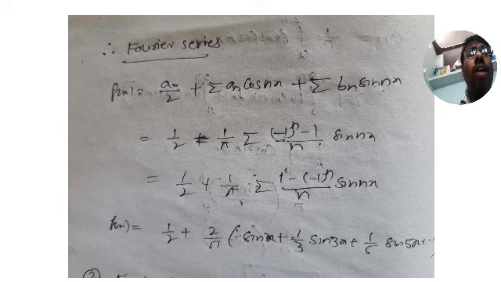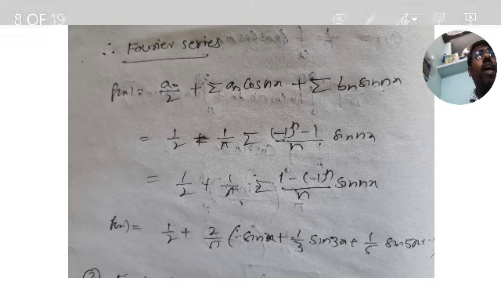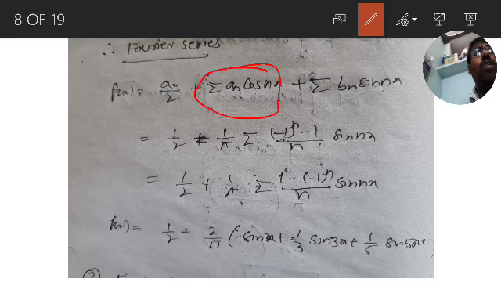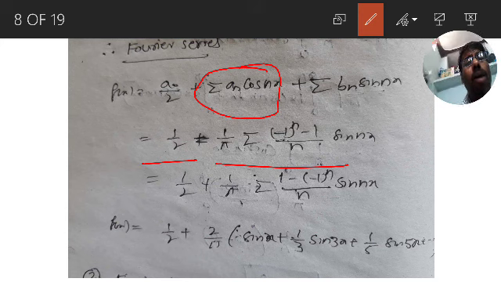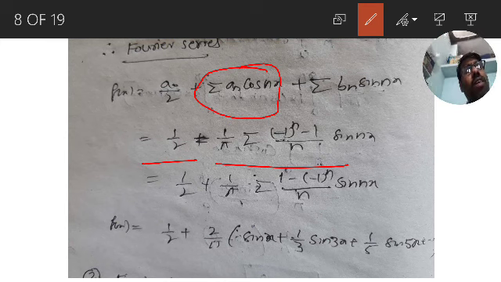A naught value is 1 and an value is 0, so this term becomes 0. So 1 by 2 minus sigma minus 1 whole power of n minus 1 by n into sin n x, minus, if you multiply with minus, 1 by 2 plus 1 by pi sigma 1 minus (minus 1) whole power of n into sin n x. Now substitute n is equal to 1 to infinity.